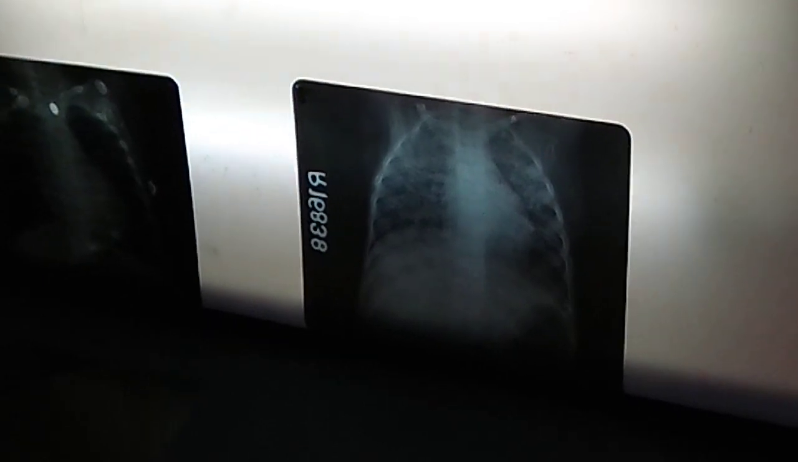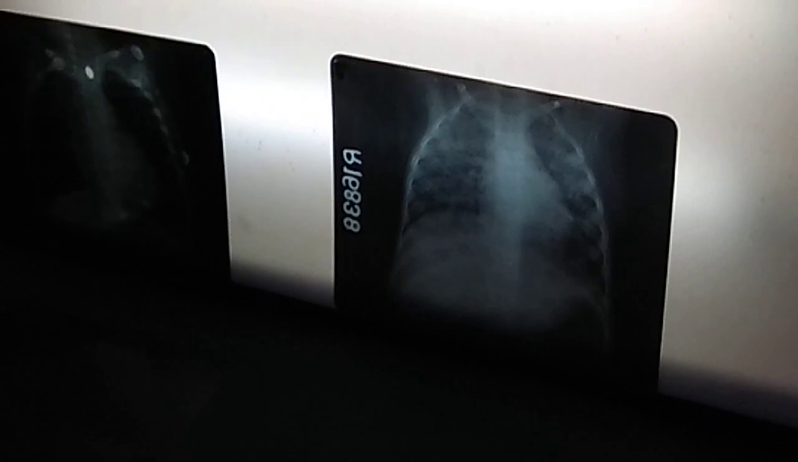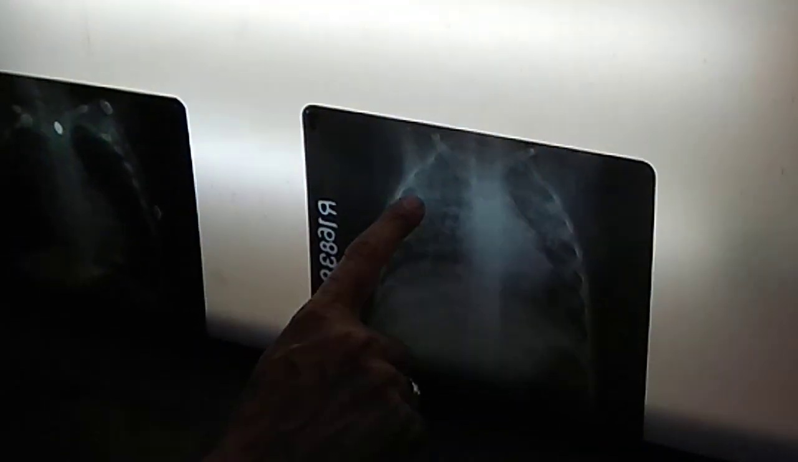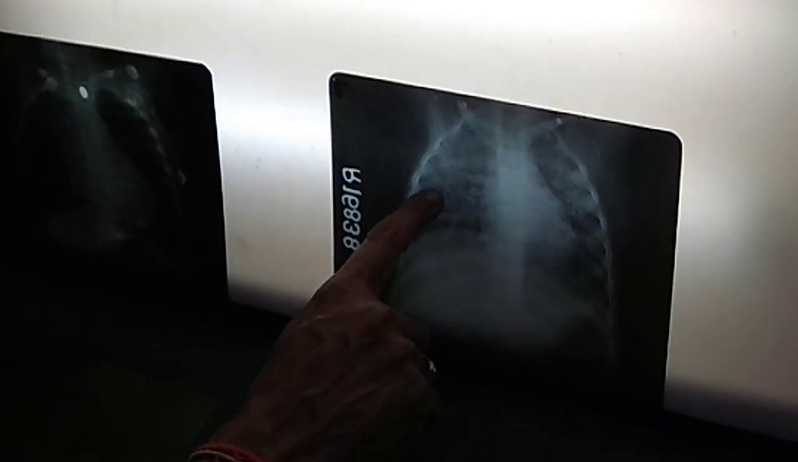What is this one? Reticulonodular opacities. Patchy opacities, bronchopneumonia. Most important is patchy opacities in the miliary mottling. Miliary mottling, huh? Okay.